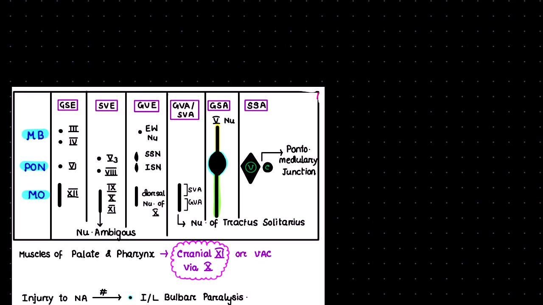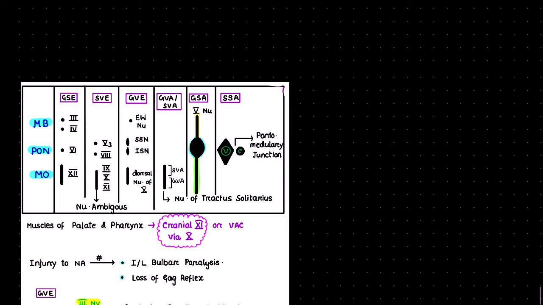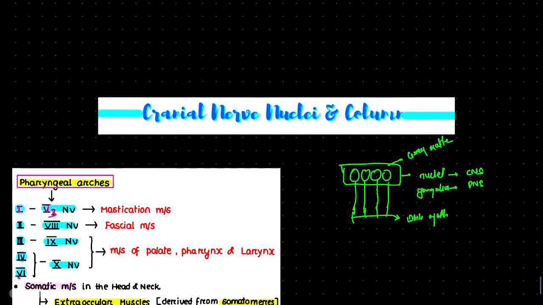This special somatic efferent is responsible for vestibular and cochlear function. It has two nuclei: one is the vestibular nuclei, and the other is the cochlear nuclei. These are present at the level of the pontomedullary junction, as you can see. So this was about the columns and nuclei within them and their position in the brainstem. Hope you are clear with it. Thank you and have a great time.